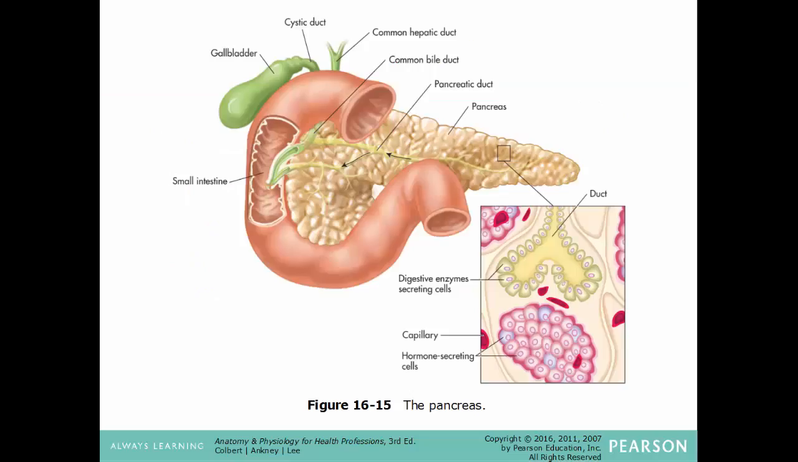Here's an image of the pancreas. You see this one long duct here that runs the full length of the pancreas. That's the pancreatic duct. That's where you'll get pancreatic juice being secreted, where it's all able to merge together, where it's able to be dumped into the small intestine to help neutralize the chyme that just entered the small intestine.